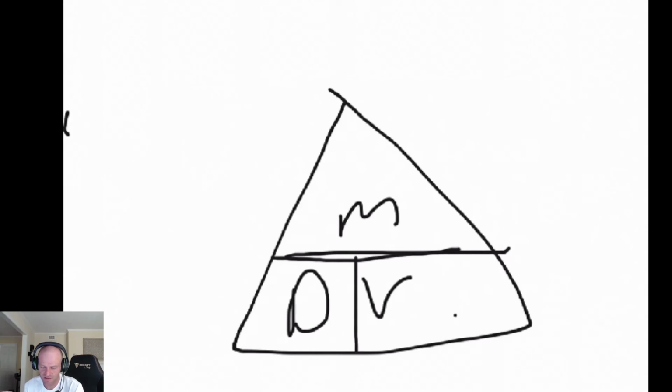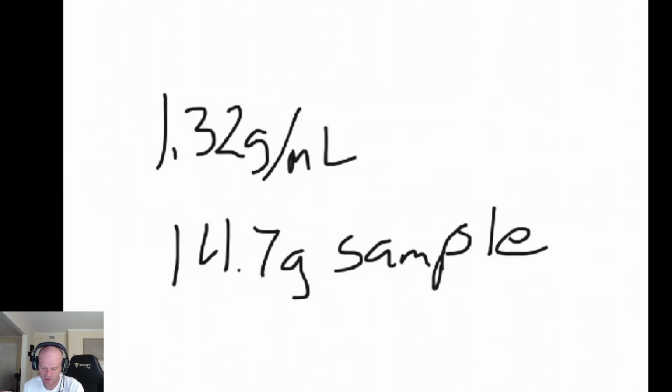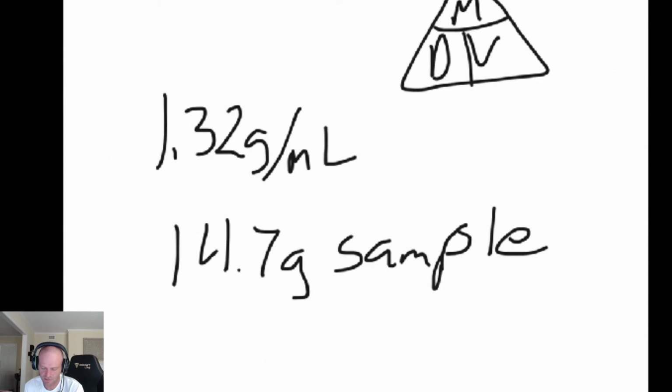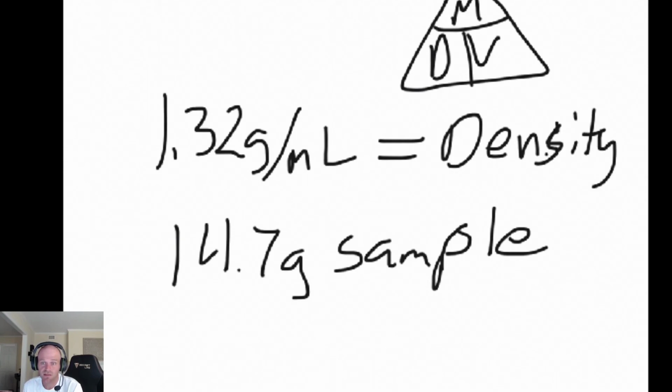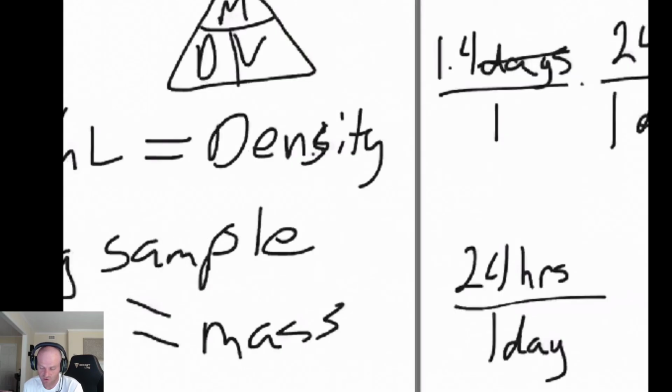So remember, in DMV, I'll set up a little triangle here. Okay, so this is a density, right? Because I have grams per milliliter. Anytime you have mass per volume, it's a density. Now 14.7 grams is a mass, so I'll put a little equals down to the side, a mass. And it's asking for the volume.